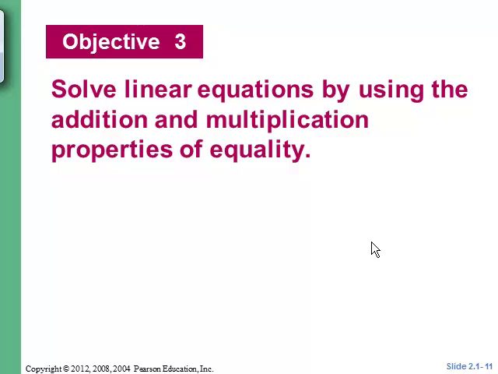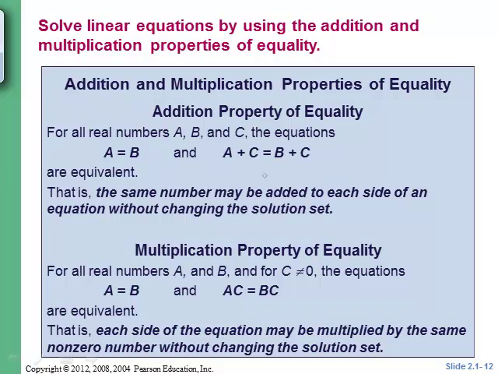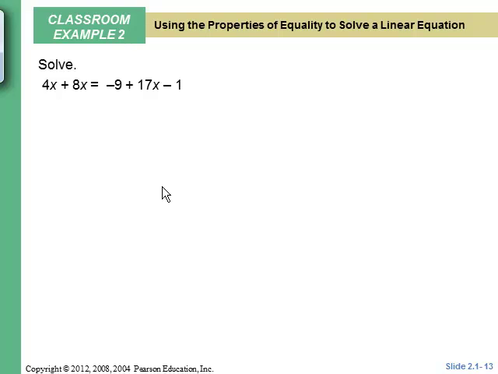We're going to solve equations by using the addition and multiplication properties of equality. In other words, you can add the same number to each side, or you can multiply each side by the same number to get equivalent equations. Why would we want to do that? Well, it's pretty simple. If we have a situation like this, we want to solve this equation. How do we go about doing it?